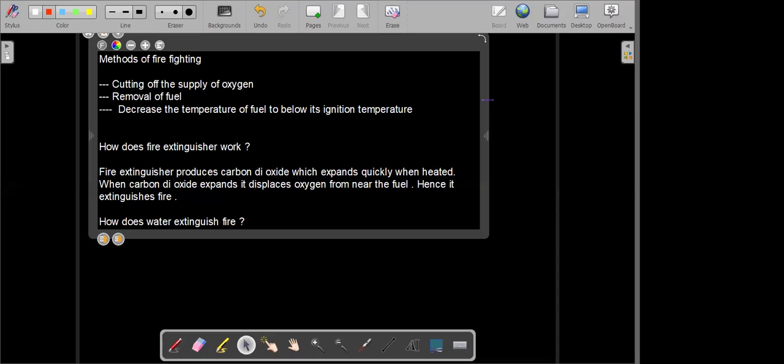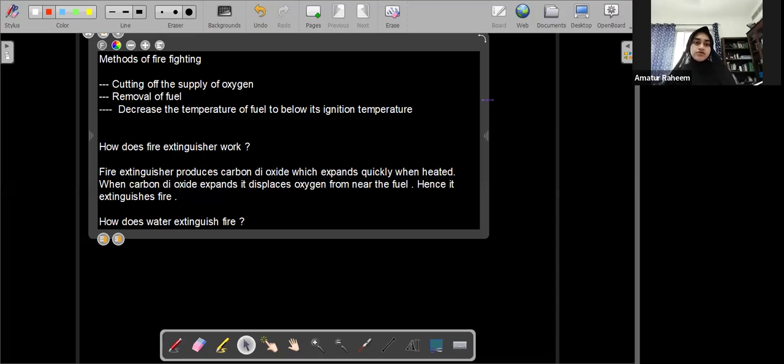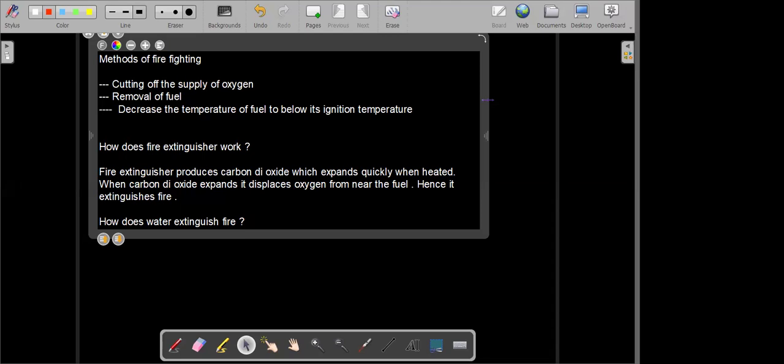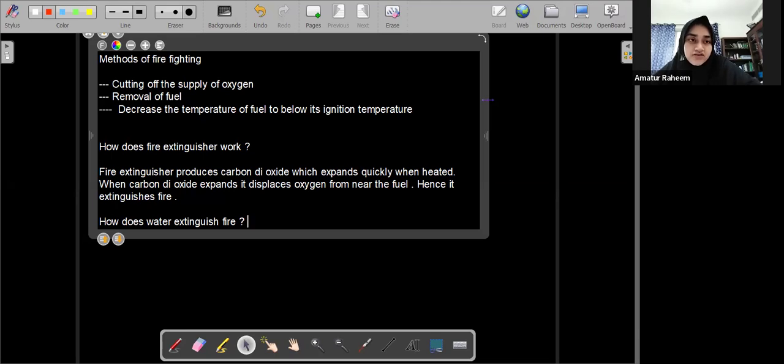Can you explain how water extinguishes fire? So it helps by evaporating it. The steam helps. It evaporates the fire by creating steam.